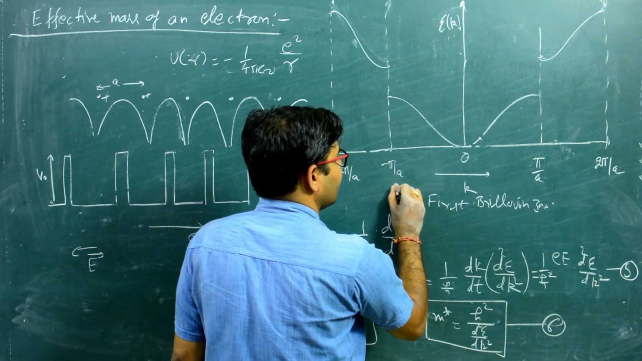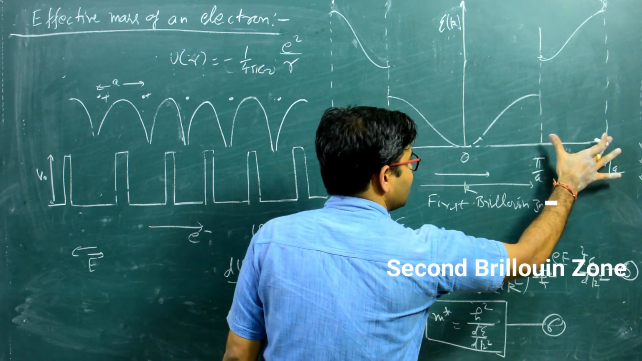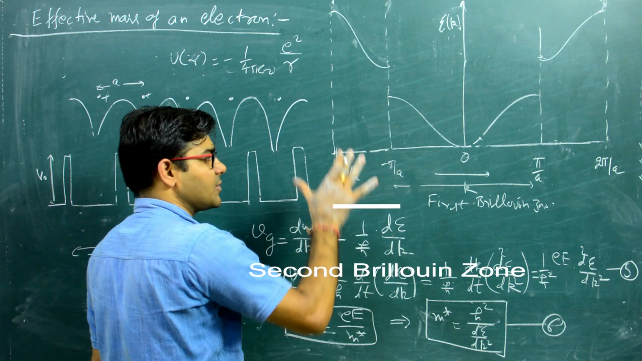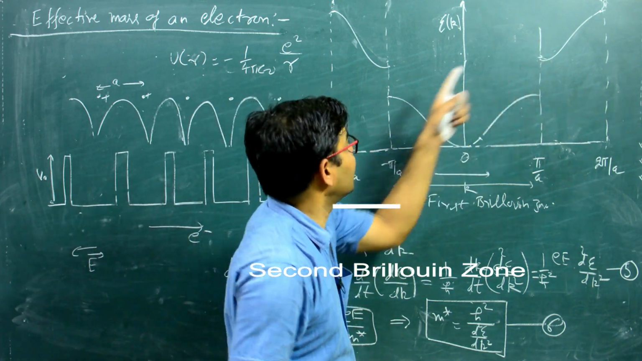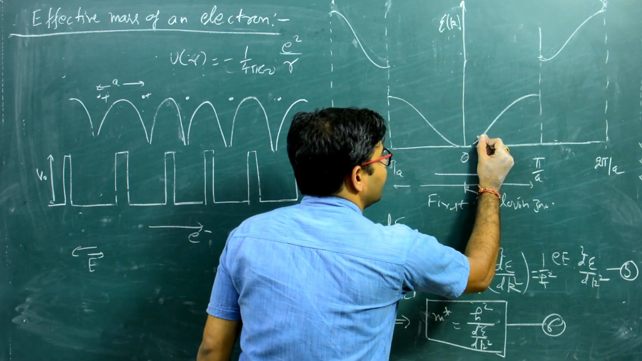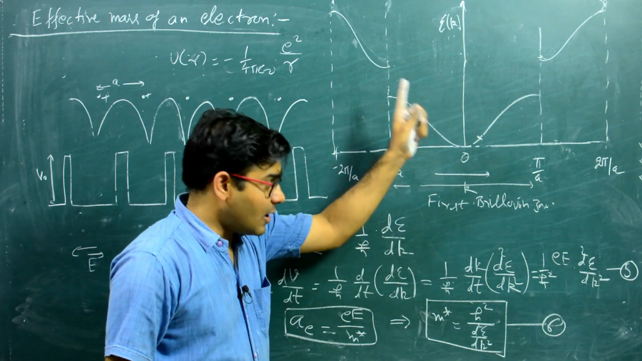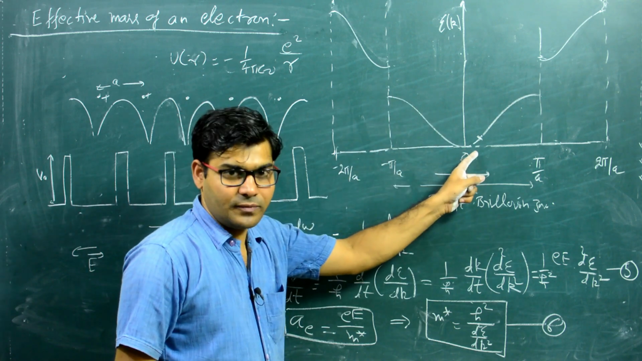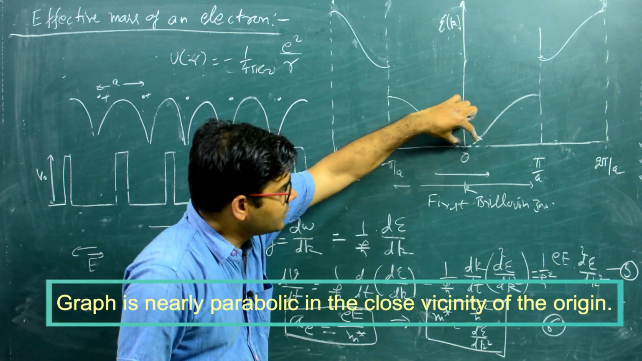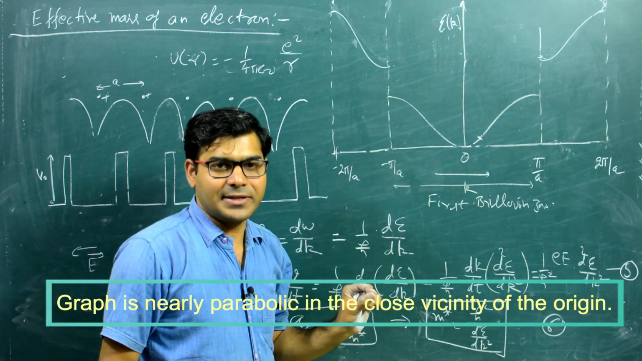This region from pi by a to 2 pi by a, and from minus pi by a to minus 2 pi by a, is known as the second Brillouin zone, for which the graph is like this. So if we concentrate near the center of the first Brillouin zone, which is nothing but the origin of this graph, this behavior is of a parabolic type.